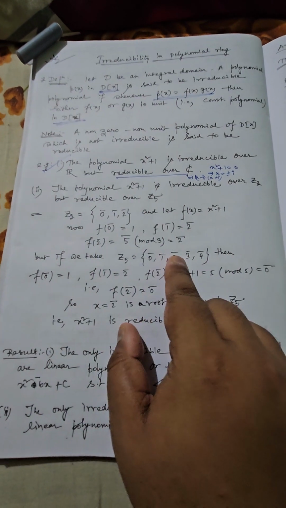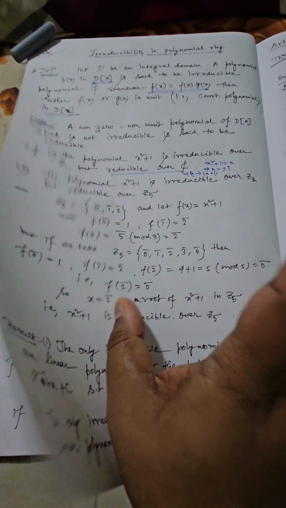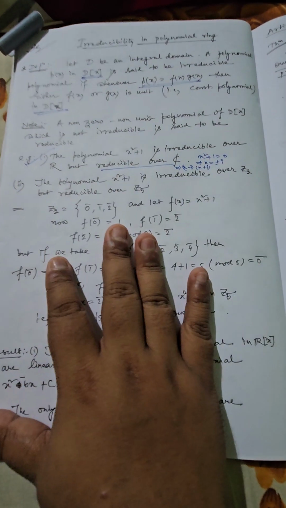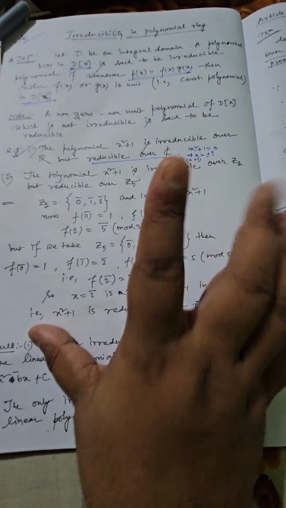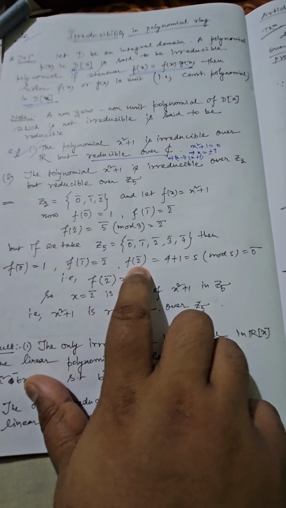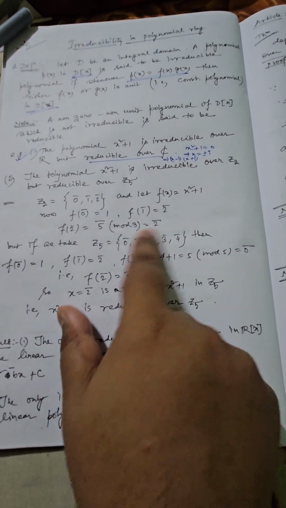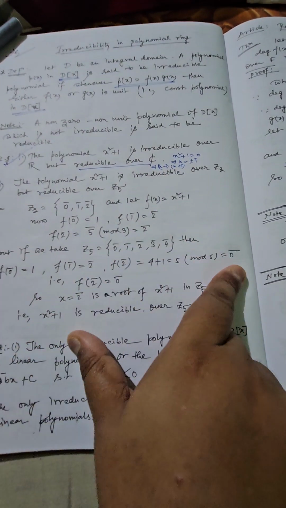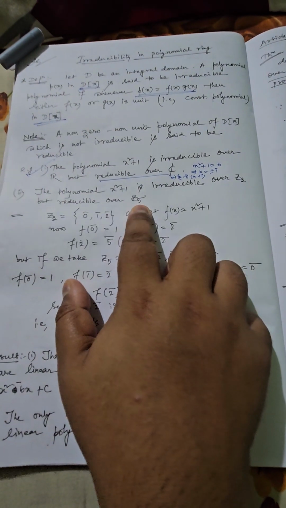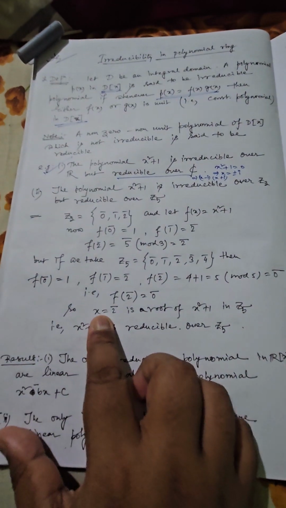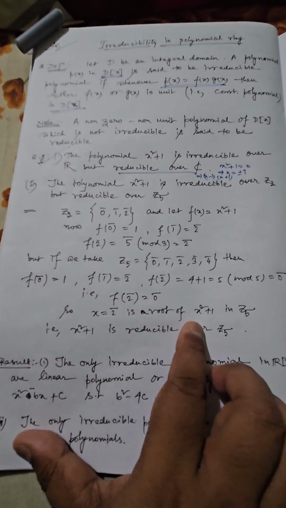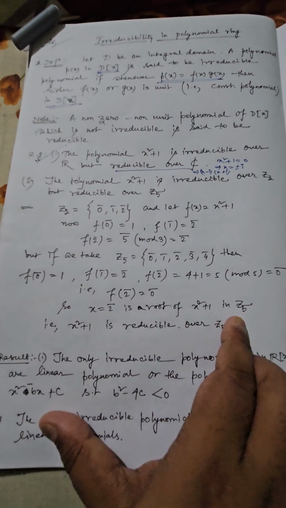So here you need not proceed towards 3 bar or 4 bar, because what is my objective? My objective is to show it is reducible or irreducible. So already I have obtained one root. F of 2 bar is equal to 0 bar means as if you are putting x equal to 2 in this expression and you are getting 0 whenever the domain is Z5. So technically x equals to 2 bar can behave like a root of x square plus 1 in Z5.